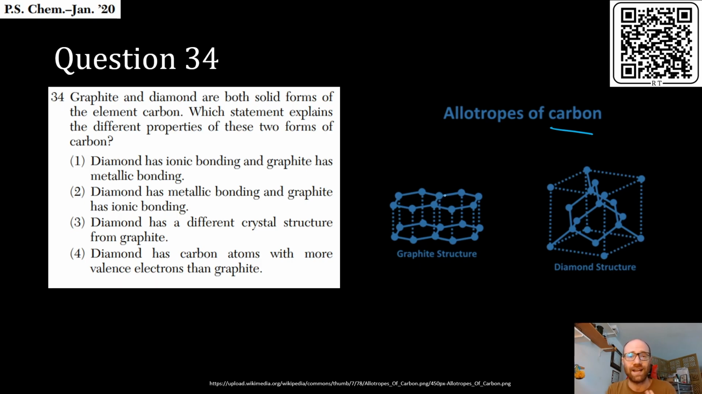Each dot here is an atom of carbon. The lines connecting them are covalent bonds. Here we've got a representation of the unit cell of the repeating structure, and here we've got some intermolecular forces holding the sheets of graphite together. So looking at these, we do see covalent bonds in both, so I don't see ionic and metallic bonding.